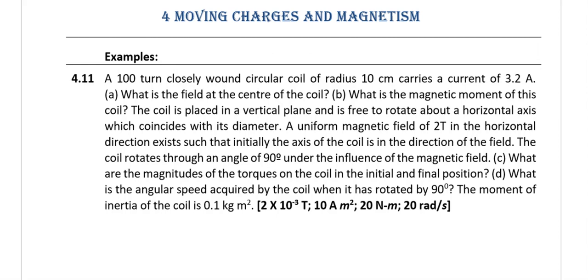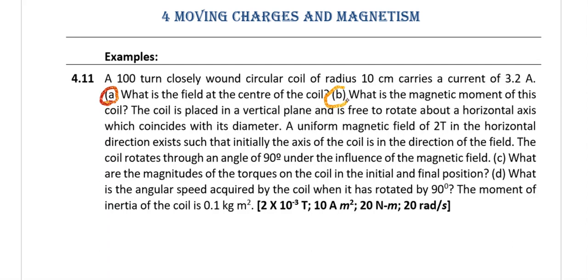Hello students, in this video we have the 11th example of chapter 4. A 100-turn closely wound circular coil of radius 10 cm carries a current of 3.2 ampere. Now we have 4 questions asked here. First one is, what is the magnetic field at the center of the coil?